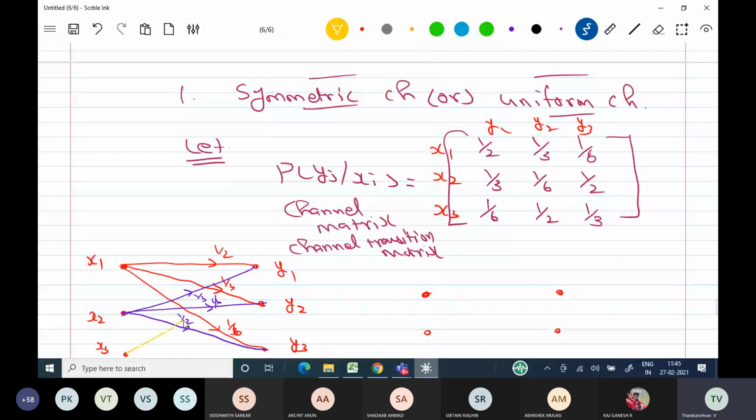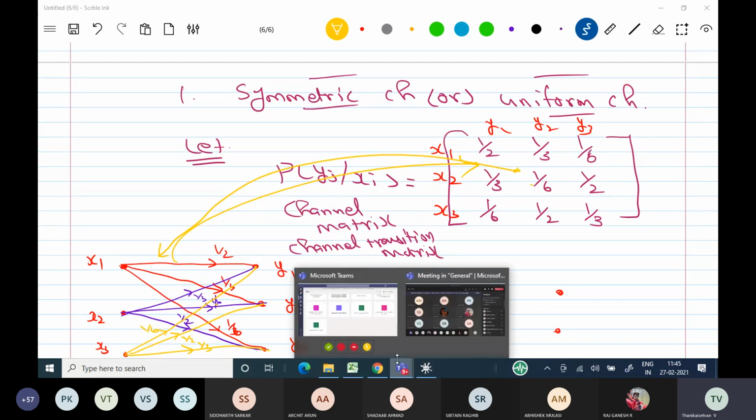Another color I will use for this. Yellow color is x3, y1, x3, y2. Because the elements are available, that's why I am making the connection. I hope you can understand. 1 by 6, next one is 1 by 2, this is 1 by 3, like this. Can you understand this? This is the channel diagram. This is the channel matrix. Diagram is given, you should be able to write the matrix. Matrix is given, you should be able to draw this.